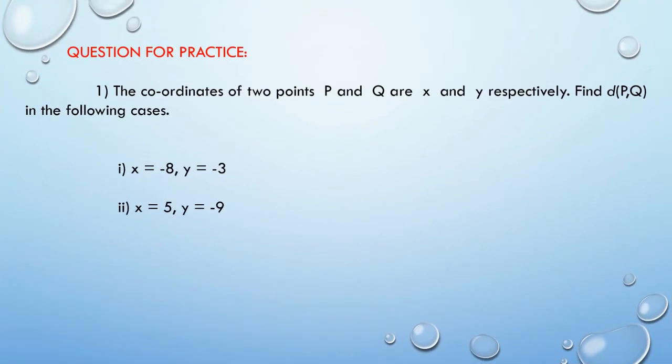Question for practice. The coordinates of two points P and Q are x and y respectively. Find the distance of PQ in the following cases. First one, x equal to -8 and y equal to -3. Second question, x equal to 5 and y equal to -9.